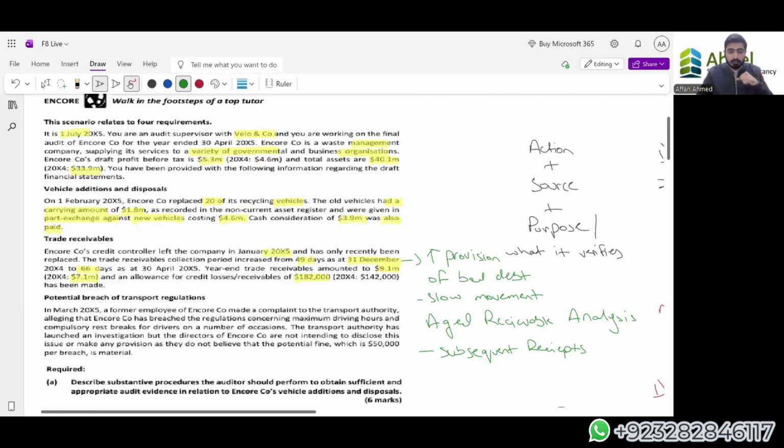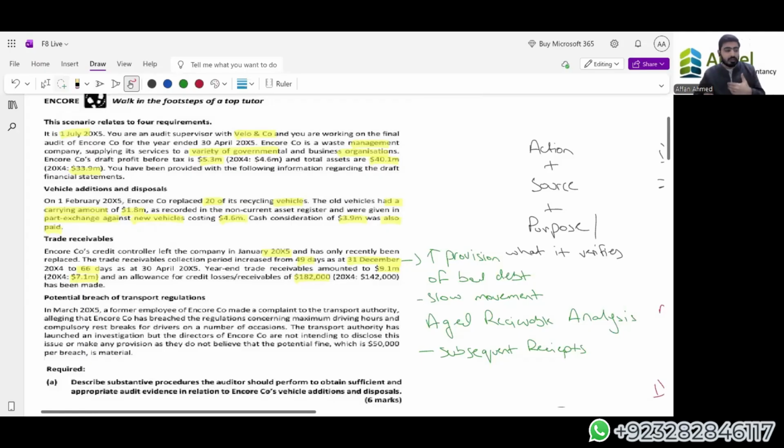Now we will do one more thing: we will see which people come under the aging. Aging has multiple categories, right? It has 0 to 30, 30 to 60, 60 to 90, 90 to 120, etc.